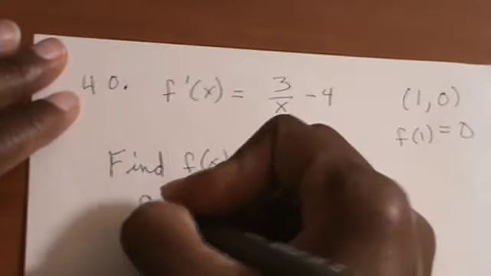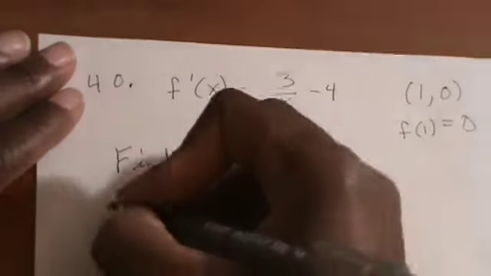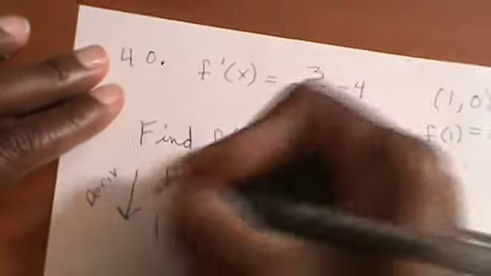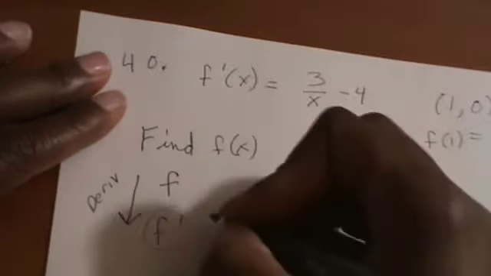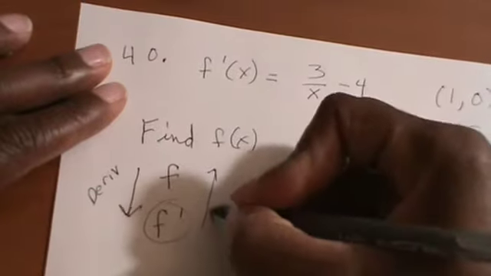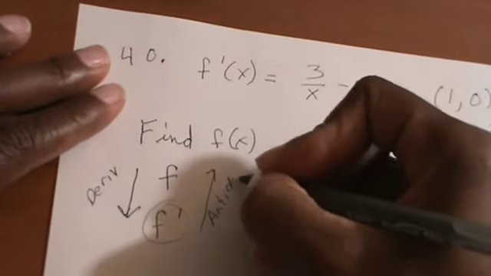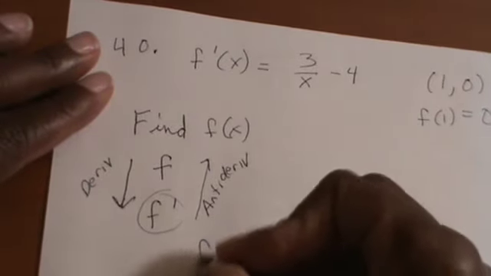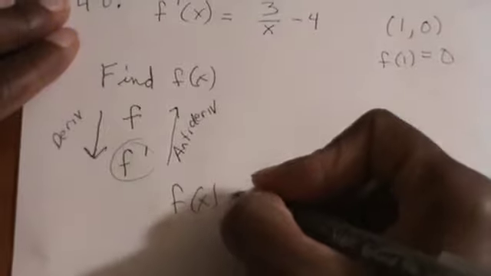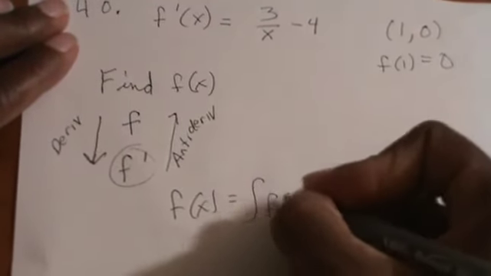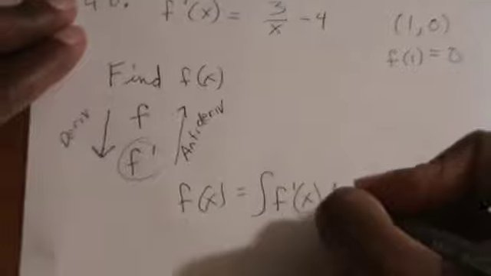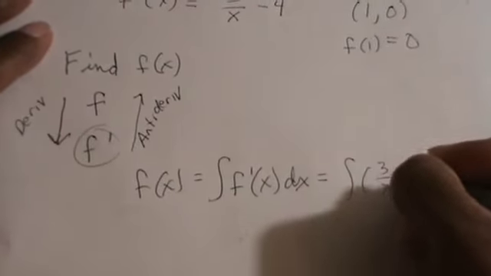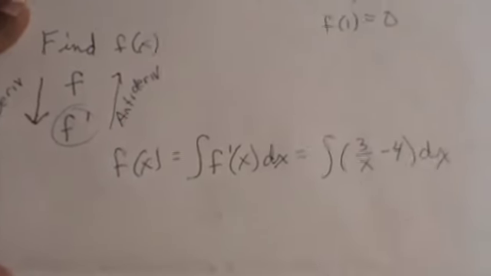So let's see. If we started with f and we went to f prime, going this way, we take the derivative. But we don't. We're starting here at f prime and we're going back to f. Then we're going to take the anti-derivative. Right? So let's get to it. If we want our function f of x, then we're going to have to find the antiderivative of f prime of x dx, which equals the antiderivative of 3 over x minus 4 dx. Just like that.